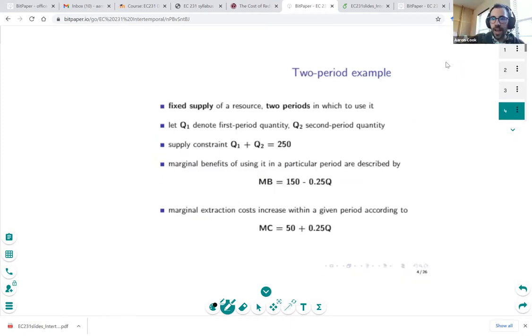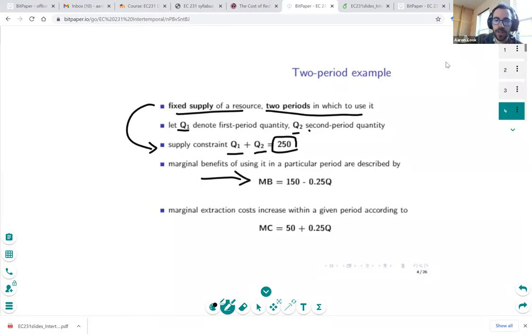So let's look at a simple example where this is true. You have a fixed supply of a resource. You have two periods. We're going to have Q1 denote the first period quantity and Q2 denote the second period quantity. This fixed supply is given by this equation, where the total amount that you consume in period one and period two has to be equal to 250. Marginal benefits of using this resource are given by this equation here: marginal benefits equal 150 minus 0.25 Q. We have marginal costs, which are given by this equation.